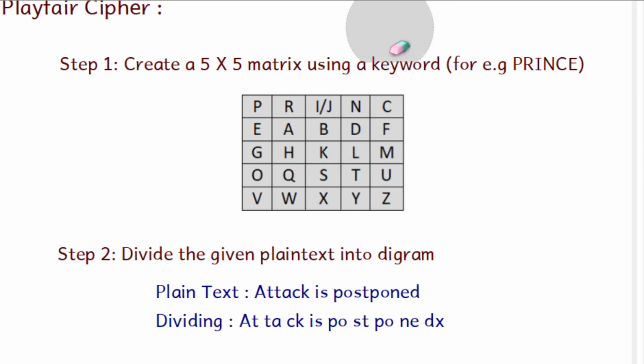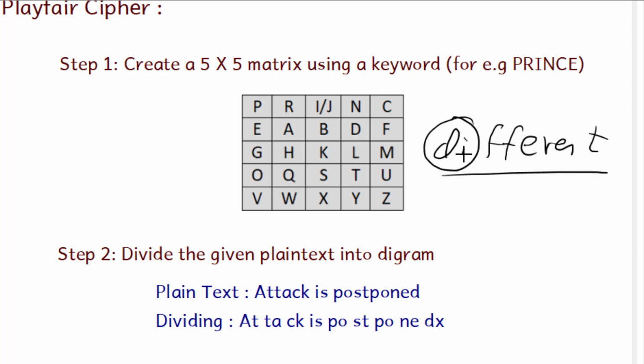Then finally it may happen that we get two alphabets which are the same. Suppose I want to encrypt DIFFERENT, D I F F E R E N T. Suppose this is the word I want to encrypt. So this is the first pair. Now in this second pair, two F are coming together. Two alphabets, they are the same.